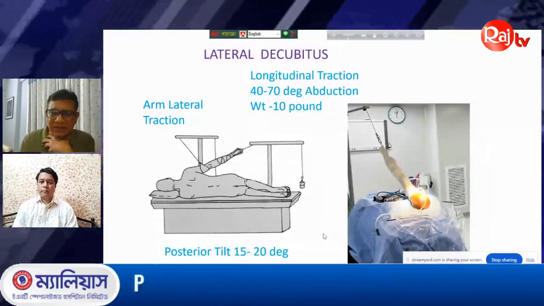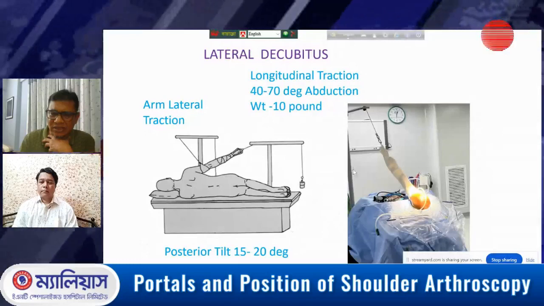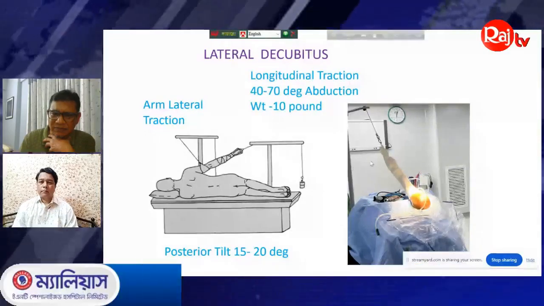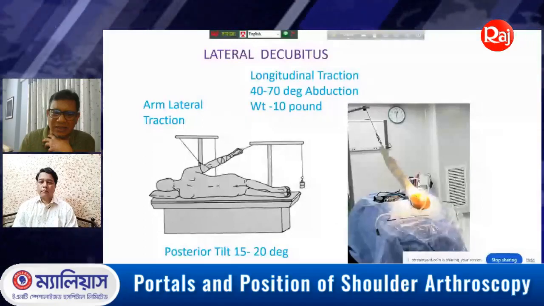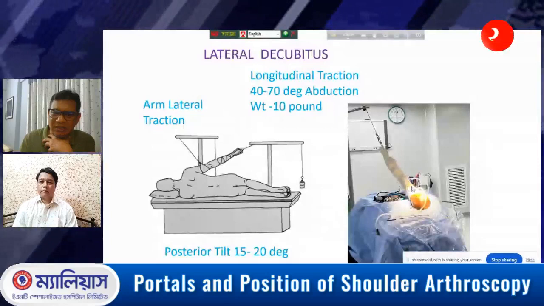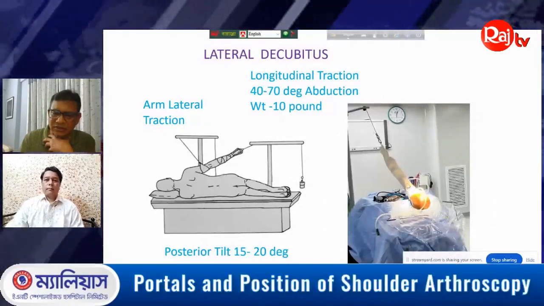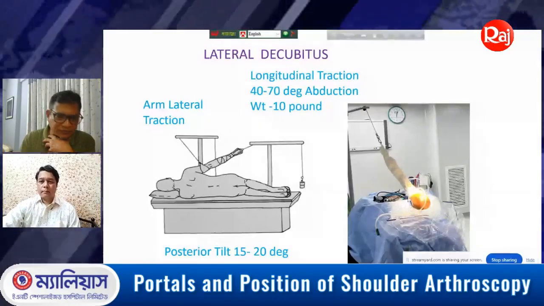You can see this is the position of the patient after draping. This is anterior and this is the foot end of the patient. So this arm is in longitudinal traction. But here no lateral traction is shown, because we put a bolster or sheet of cloth under the arm during the procedure.